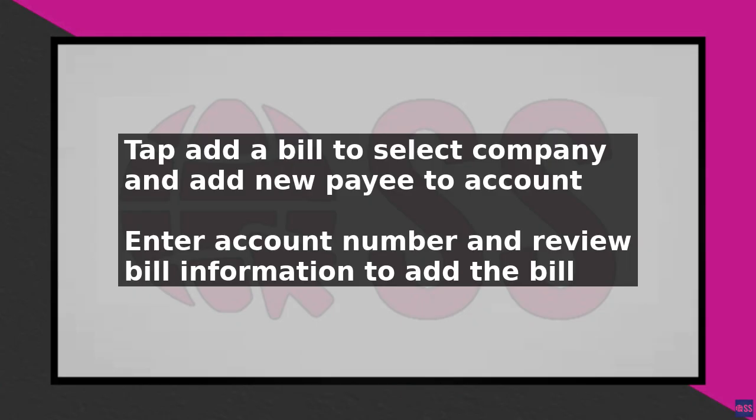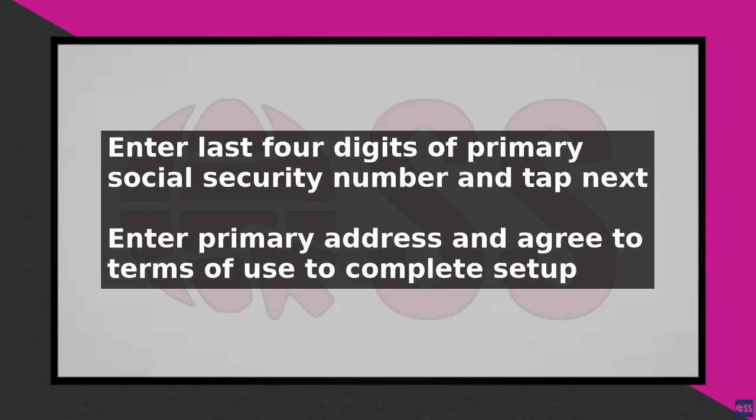Select the company you want to pay, and you can add a new payee by tapping Add. Enter the account number and tap Next. Review your bill information, and if everything is correct, tap Add Bill. You can also choose to receive due date reminders, amount used, and statements by toggling the corresponding options.